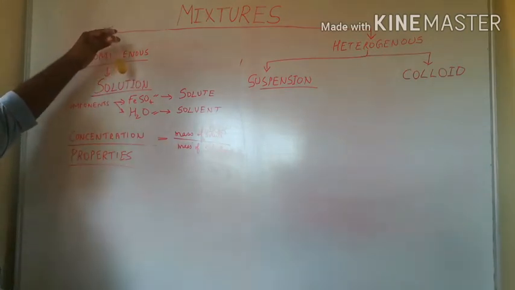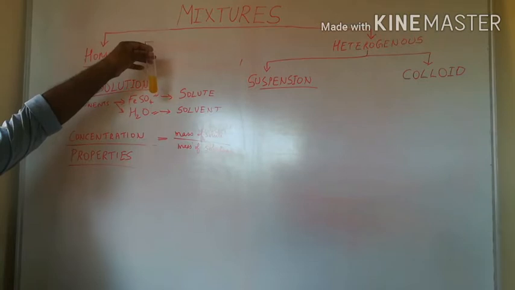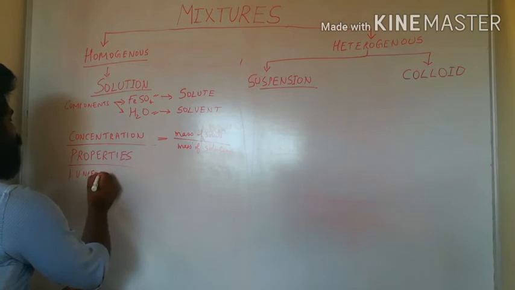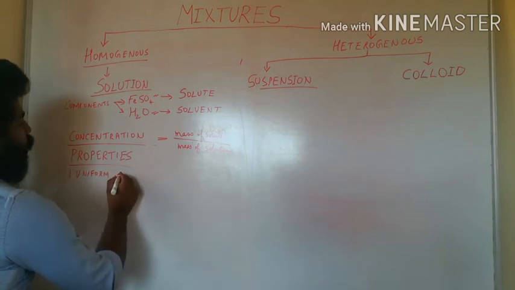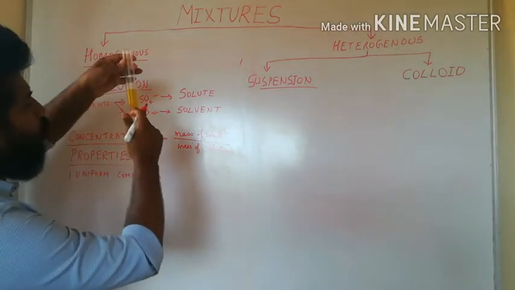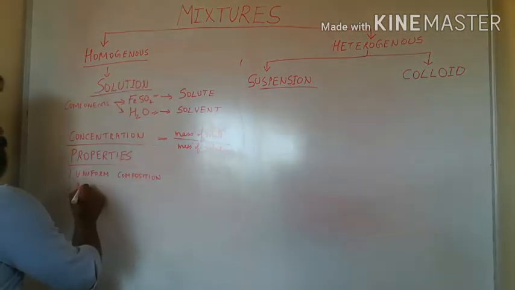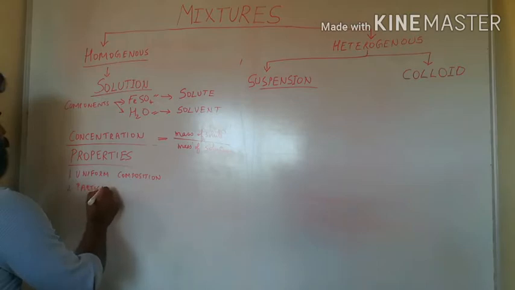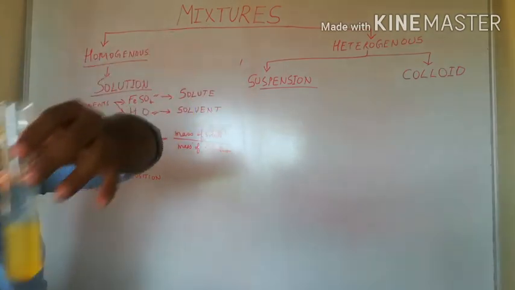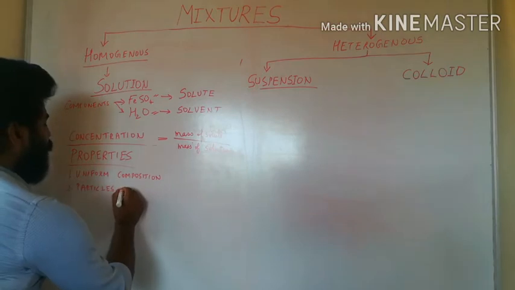So what are the properties of this? Now one thing is, if you see, the particles are uniformly dissolved. A solution has a uniform composition. Throughout the solvent, solutes are uniformly distributed. Particle size: can we see the particles with our naked eye? No, we cannot. So particles are minute.